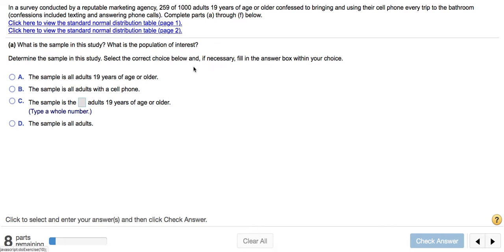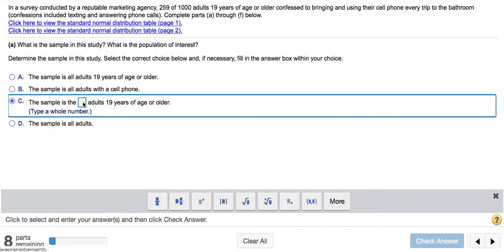For this problem, we're going to estimate a population proportion from this study. So 1,000 adults 19 years of age or older were surveyed, and 259 of them confessed to bringing their cell phones to the bathroom. So in terms of the sample of the study, that would be the 1,000 adults. So I'll select C and enter in there were 1,000 adults surveyed in this study.